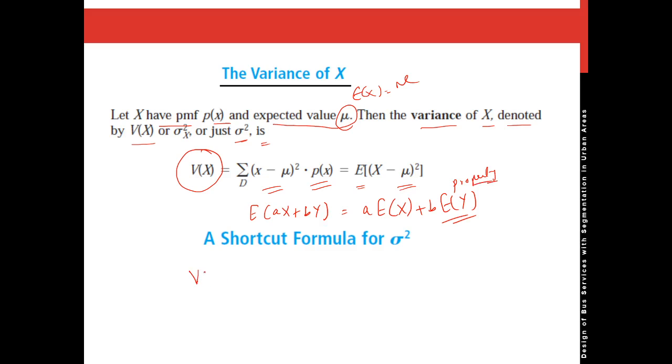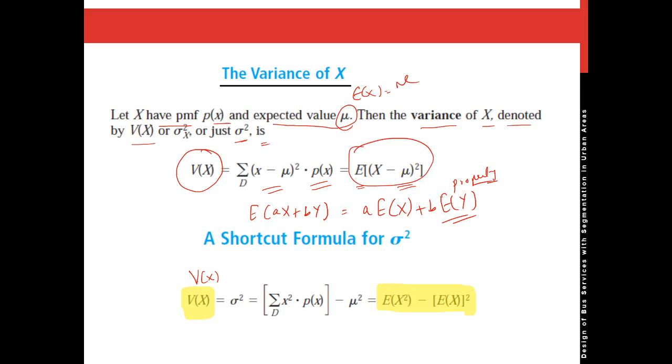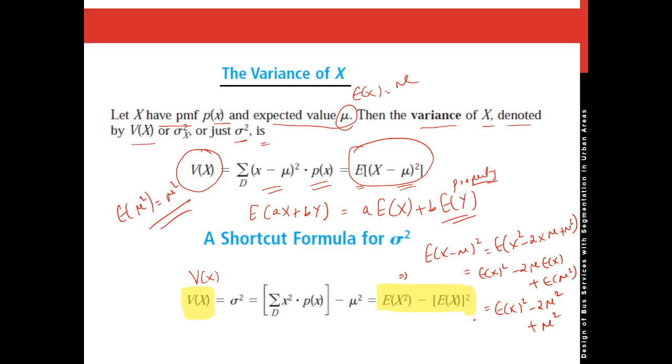So now we will define a shortcut method. V of x is equal to sigma square, which by definition is E of x minus mu all square. This is equal to E of x square minus 2x mu plus mu square. Which implies this is equal to E of x square minus 2 mu E of x plus E of mu square. So this is equal to E of x square minus 2 mu, E of x is mu, so mu square, plus the expectation of a constant, mu square, is always mu square. Okay, so this is equal to E of x square minus E of x all square. So that is the shortcut formula for variance.